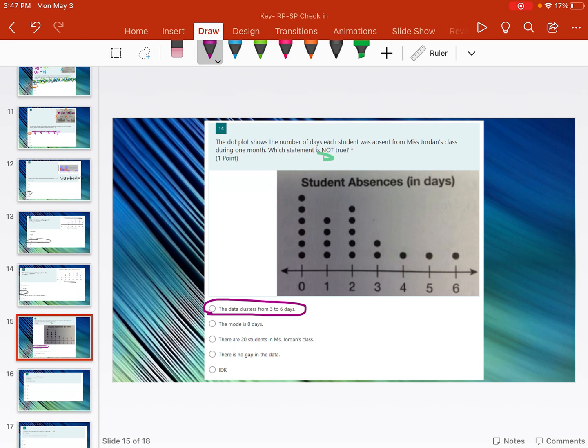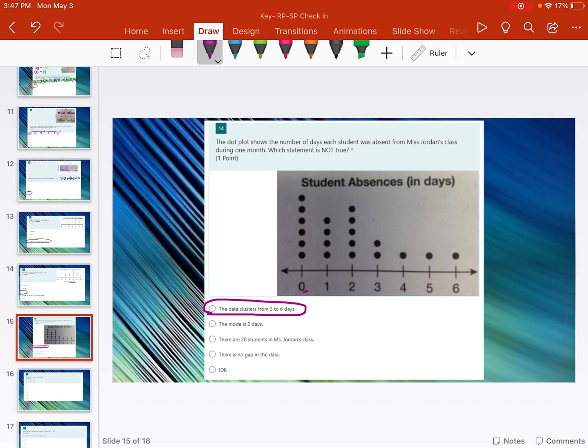So the mode is 0 days. Remember, mode is the one that occurred the most often. Yes, this is the tallest one. It's at 0. That is the mode. There are 20 students in Miss Jordan's class. Yes, if you count all the dots, there are 20 of them.